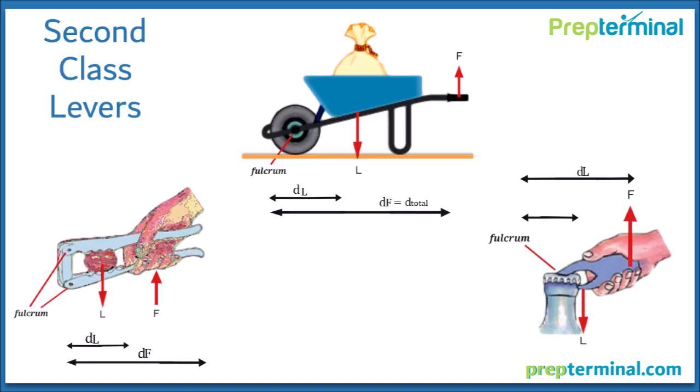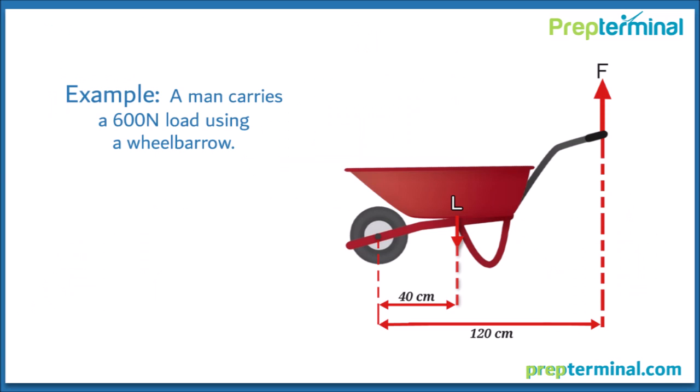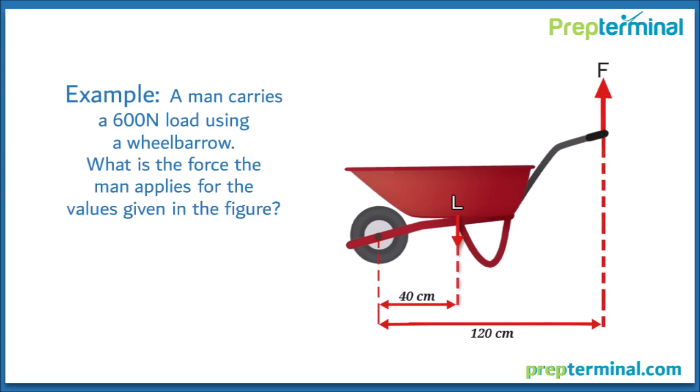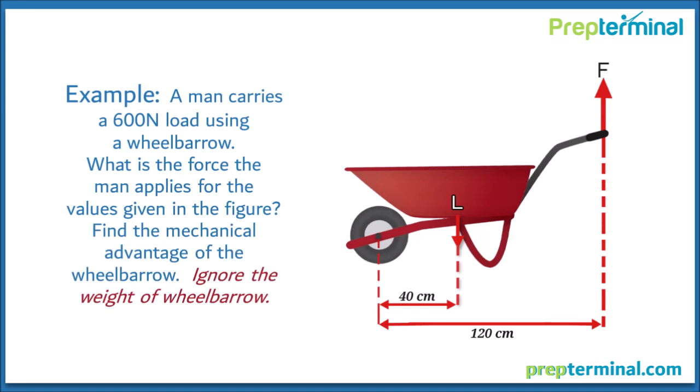Wheelbarrows, nutcrackers, and bottle openers are all examples of second-class levers. Take a look at the figures. Example: a man carries a 600 newton load using a wheelbarrow. What is the force the man applies for the values given in the figure? Find the mechanical advantage of the wheelbarrow. Ignore the weight of the wheelbarrow.